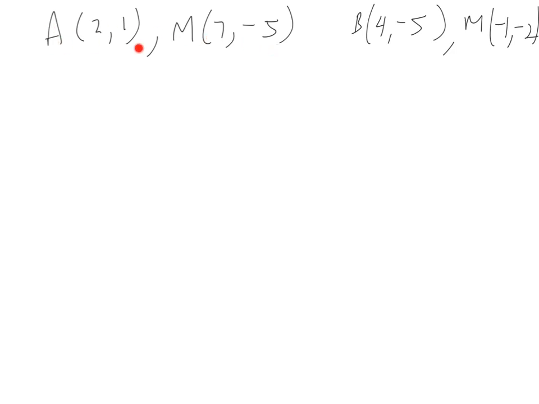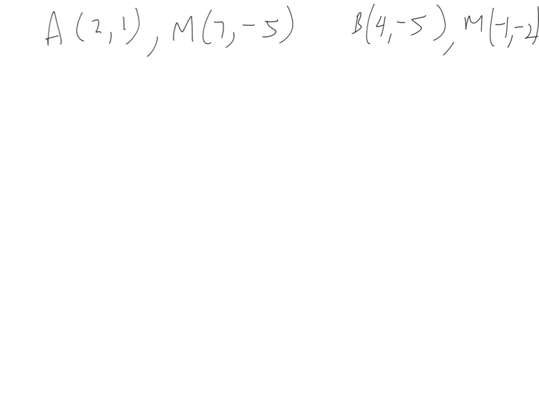Sometimes what you're asked to do is you're given a point, and you're given a midpoint, like we've got here, and you're asked to find the other set of coordinates. So we've got A, and we've got a midpoint, we want to find B. Likewise, we've got B, we've got a midpoint, we want to find A. So that's all that we're trying to do here.